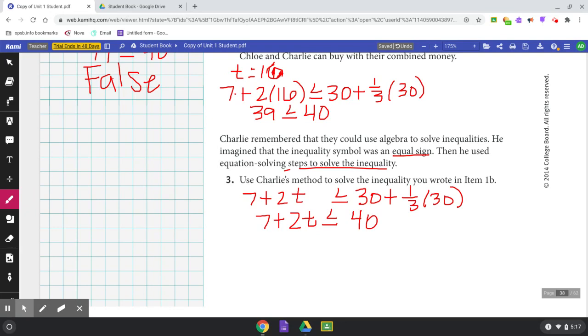The next step is isolate the term with the variable. In order to isolate the term with the variable, which is 2t in this inequality, we're going to subtract 7 from both sides. When we subtract 7 from both sides, 2t, the term with the variable, remains on the left side of the equal sign, and we get that 2t is less than or equal to 33.